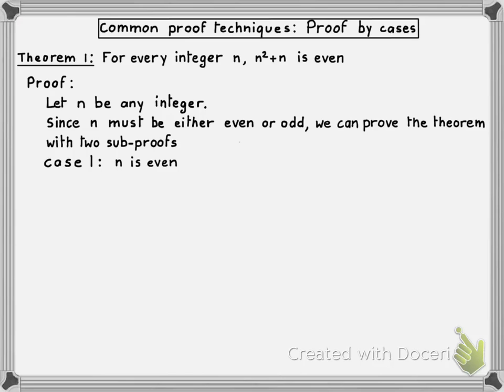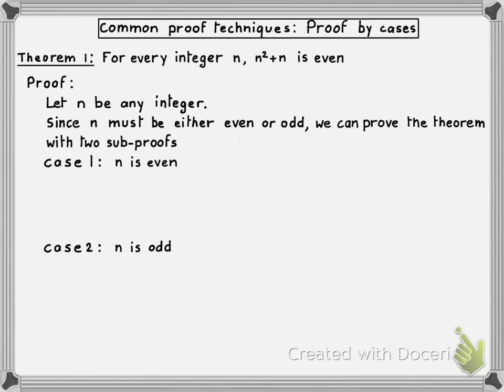So we don't forget case number 2, let's write it down right away. Case 2 is when n is odd. We will also have to prove this proposition for the second case. But since, as we argued here, one of those two cases must always hold, in other words, we cover every possible element of the universe by covering the even integers and the odd integers, at the end, if we can prove this proposition in both cases, then we've proved it for every integer.